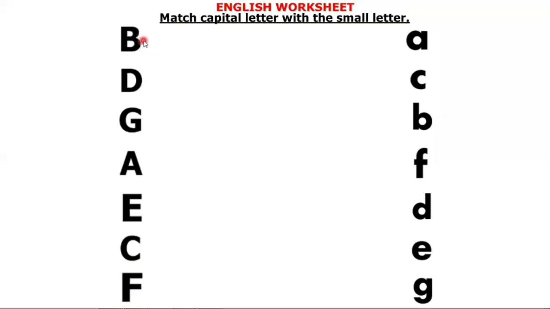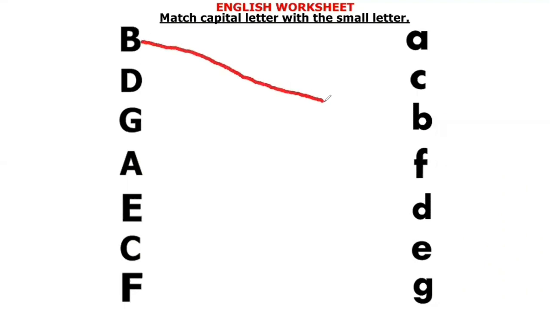This is capital B. Now we have to find out where is small b in this side. Let us find. This is small a, this is small c, this is small b. Here small b is there. Now we have to match capital B with its small b. Let us match. We are going to match capital B with its small b. Done. Next.